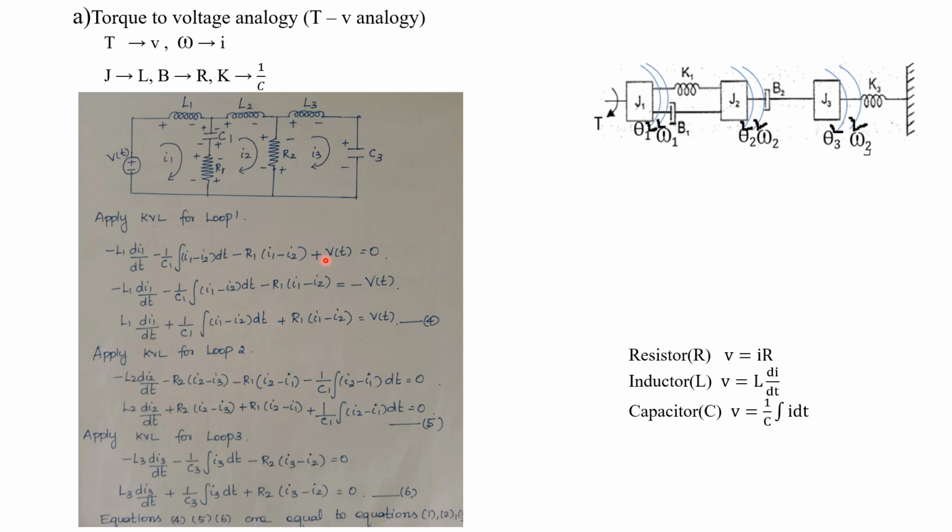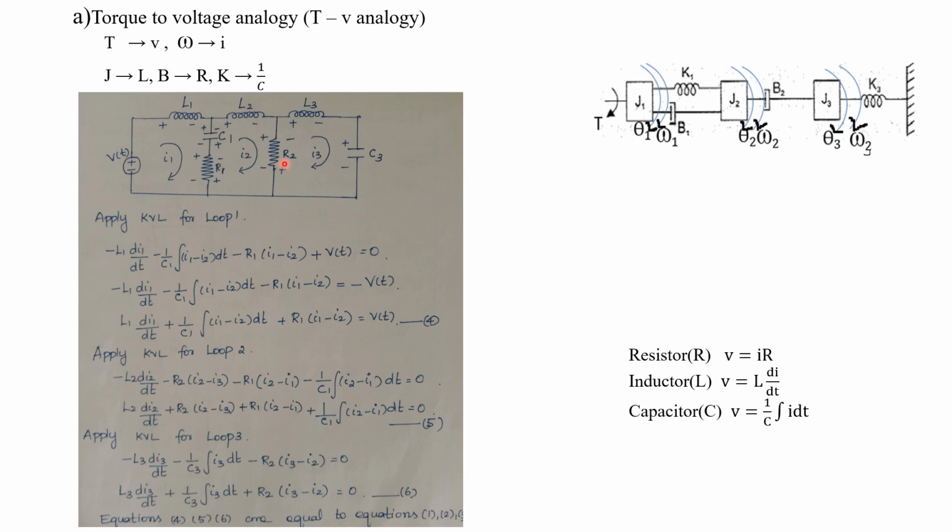Understood? Now this is the only voltage rise component, so we have to bring it to the right side. Now in all the elements we have a minus sign, so throughout we can multiply it by minus, so we will get the equation like this. We can represent this as equation number 4.